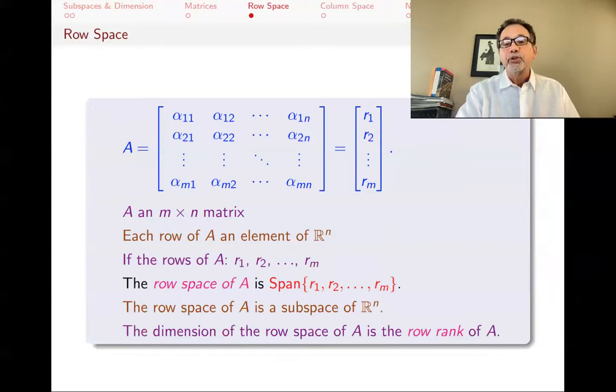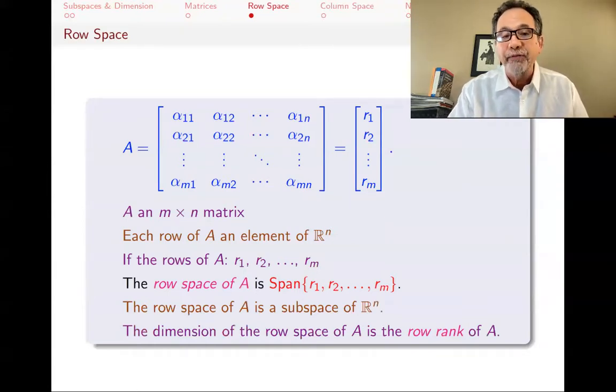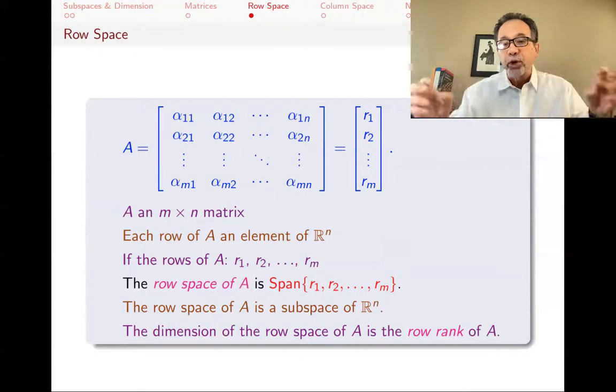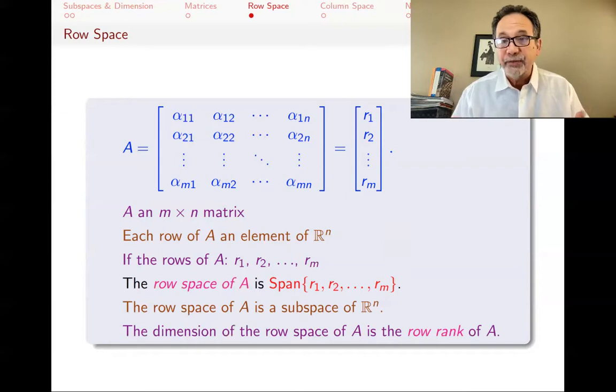And the dimension of the row space is called the row rank of A. So a matrix walks in, you look at the rows as elements of Rn, you see what they span. If you can find a basis for them, then you will know what the dimension of that is. And then that dimension is the row rank of A.